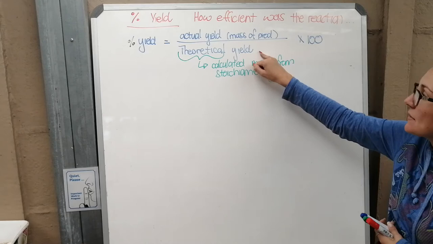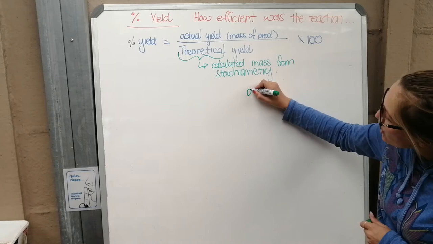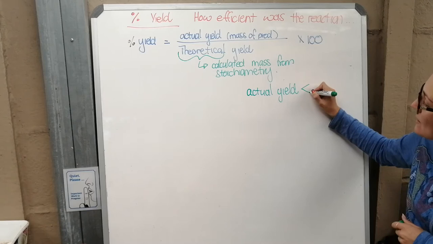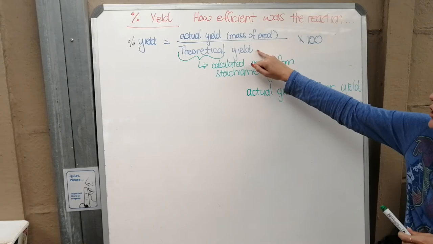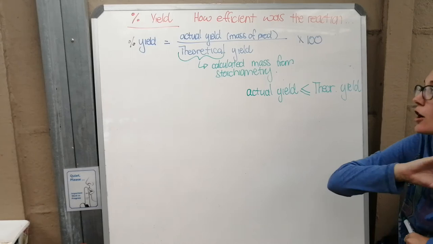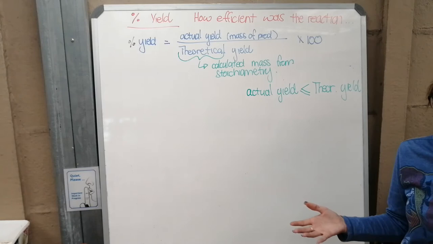Now, something worth noting is that your actual yield, your real life mass, will always be less than or equal to your theoretical yield. You're never going to have a greater yield in real life than what it says on pen and paper. Your theoretical yield, what we've been calculating, is a best case scenario. This is if the reaction happens completely, if we don't run out of any reactants, and if none of our product or reactant was somehow lost along the way.